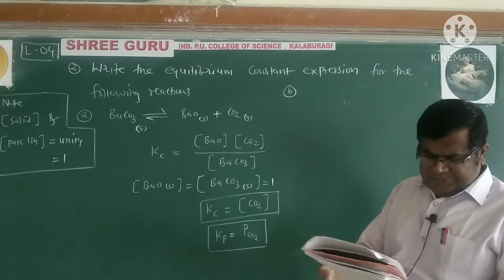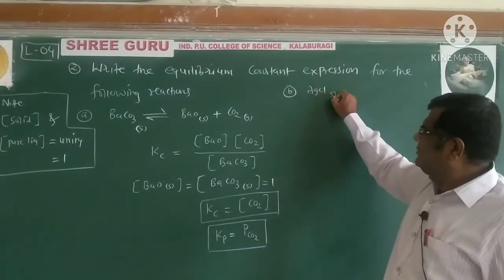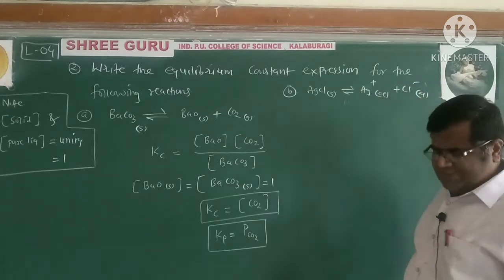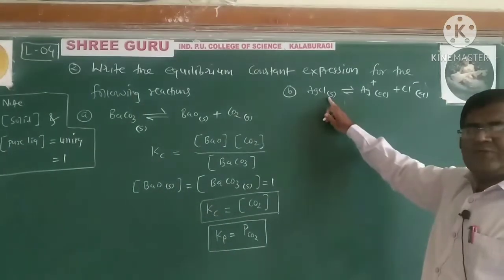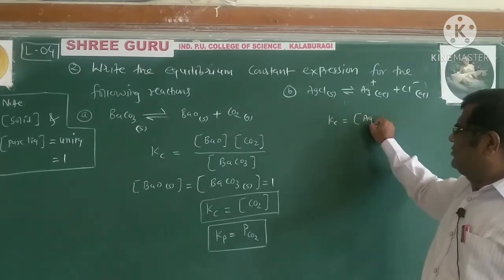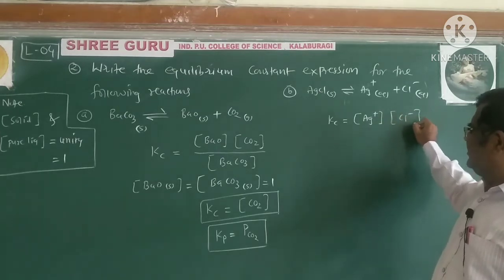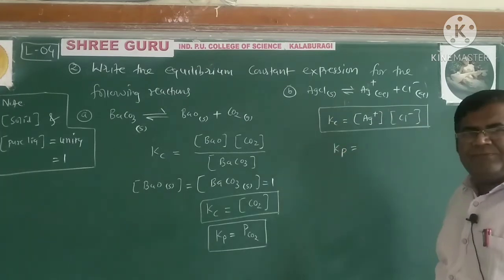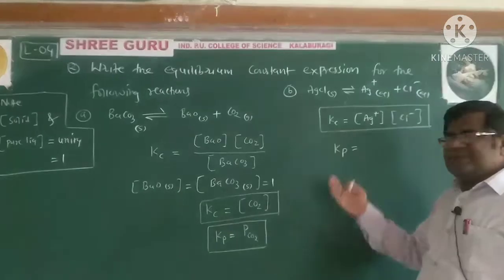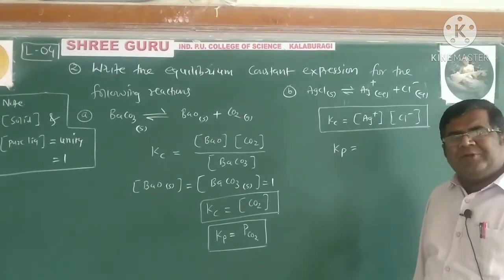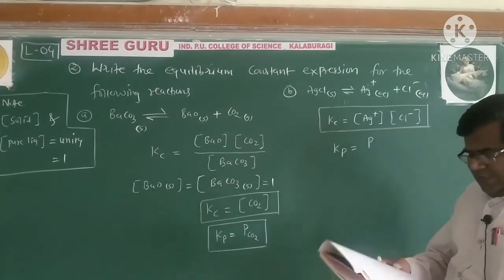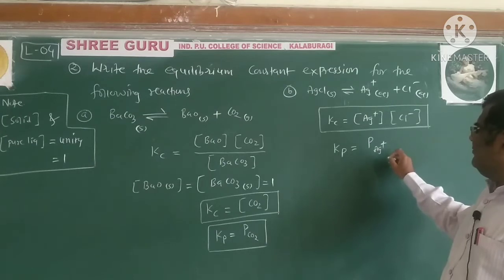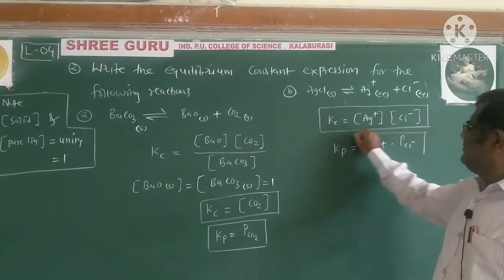We'll have enough practice of it. AgCl solid, Ag plus aqueous plus Cl minus aqueous. Again we can say that this is solid, so we can ignore it. So Kc is equal to Ag plus into Cl minus, this expression. And if we want to write it for Kp, how to calculate Kp? Kp is equal to Kc into RT raised to delta Ng. That already we know it. We can write it as pressure of Ag plus and pressure of Cl minus, even though this pressure is negligible.